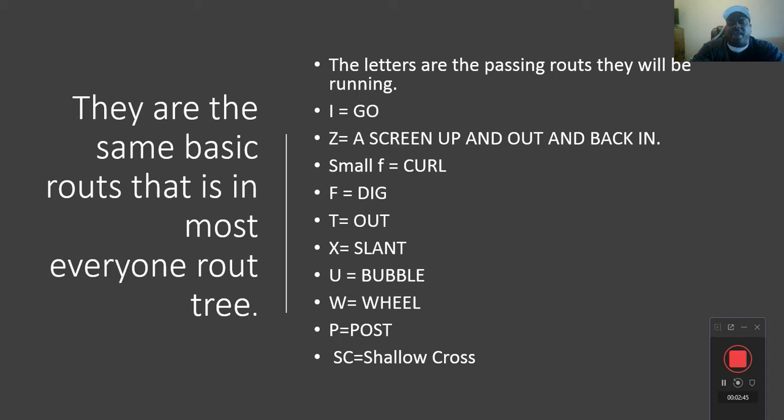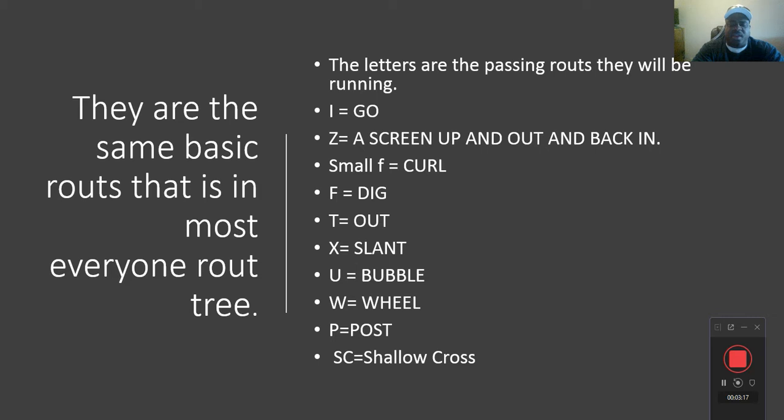The letters of the passing routes: a capital I is a go, because it's straight up. A Z is a kind of new route that I like running. I use it on the screen if I want a person to come in and come out, back in, and back out. A small F is a curl, because of the F, curl. A dig is a large F.